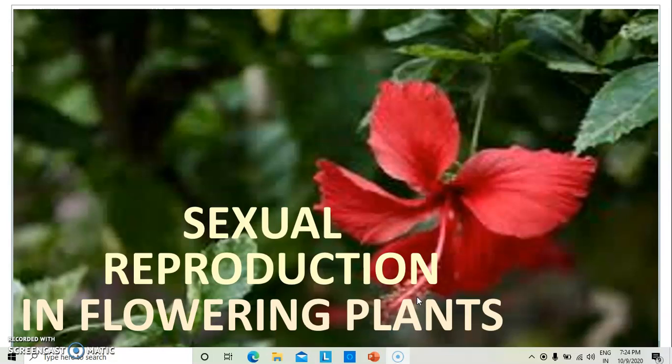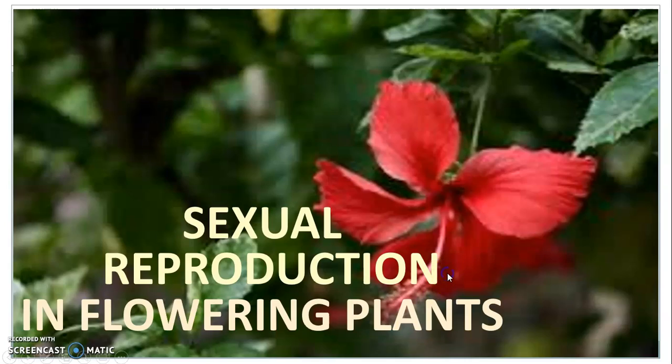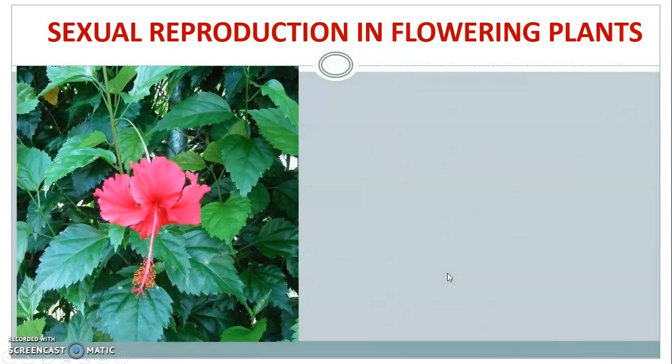In today's lecture, I will explain sexual reproduction in the flowering plants, which means how the flowering plants reproduce sexually. In the flowering plants, the sexual mode of reproduction has various steps, which means it has the pre-fertilization step and the post-fertilization step.